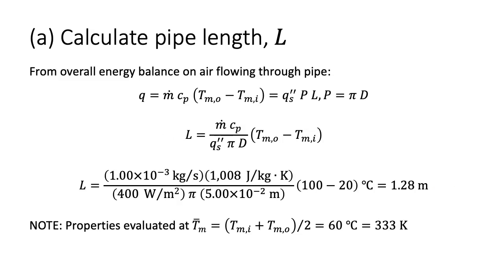Note that for this calculation, we used properties that were evaluated at the mean fluid temperature of 60 degrees Celsius. Also, note that because we assume perfect insulation, this length will be a little shorter than required for the actual conditions, and we would probably want to round this up to account for losses.